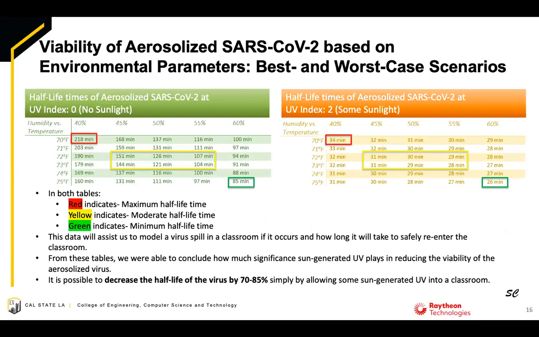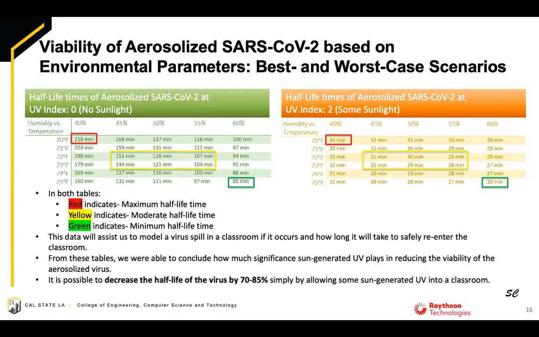So here are two tables highlighting the best and worst case times under different environmental scenarios for the half-life of the virus, illustrating how long it can survive under each condition. The left shows times for a room without sunlight, and on the right, the room with some sunlight at a UV index of 2. The highlighted squares on both tables show the times, where red is the longest or worst, and green being the shortest or ideal time. This helps us in monitoring virus spills and how long it can take to safely re-enter the room.